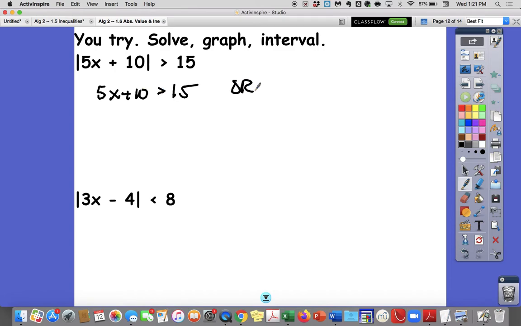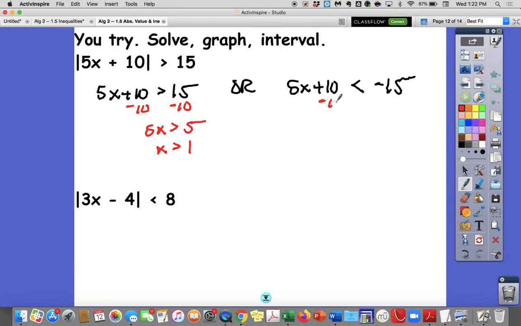Greater is or. To flip and change. If you forget either one of those, it messes up your problem. All right, subtract your 10, and that gives me a 5. When you divide it out, I get a 1. All right, if I subtract 10, that gives me 5x is less than negative 25. Divide it out, I've got negative 5.